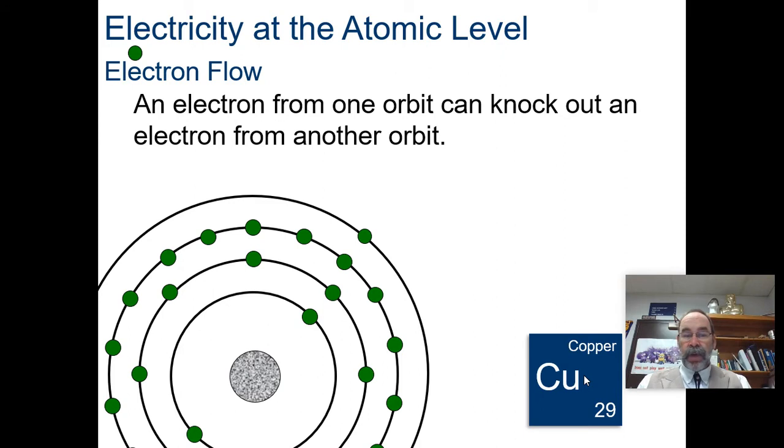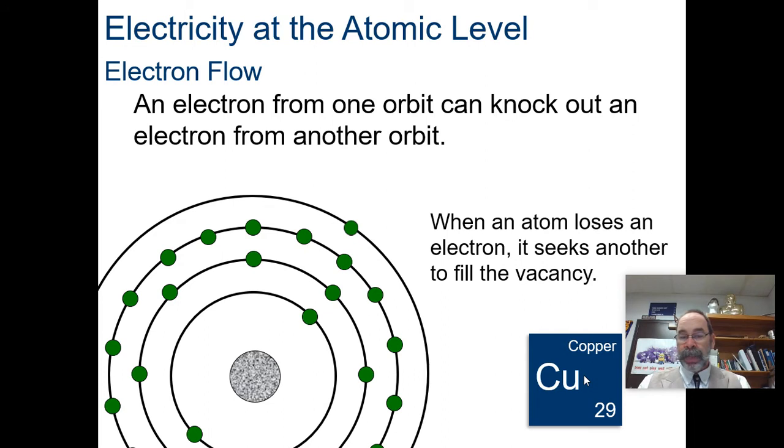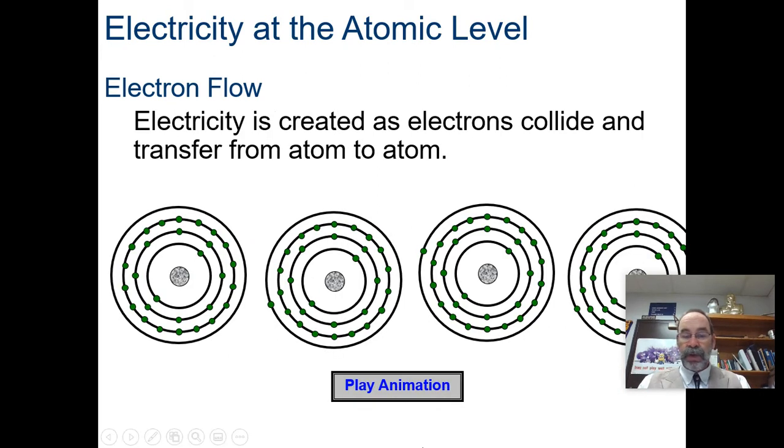Now, the electron flow is the electron moving from one orbit to another, and they knock each other out. So if we look, it comes in, bing, collision happens, and then it moves on to the next one. Then it's going to seek another one. If I play the little animation here, it's coming in, bing, it hits, goes to the next one, goes to the next one. So that's what we call the electron flow. Electricity is created as electrons collide and transfer from one atom to the next.